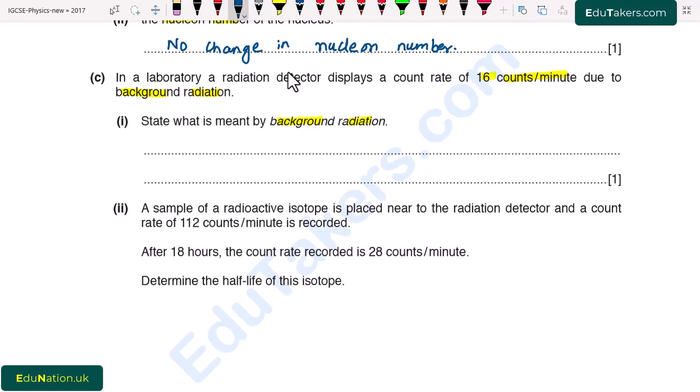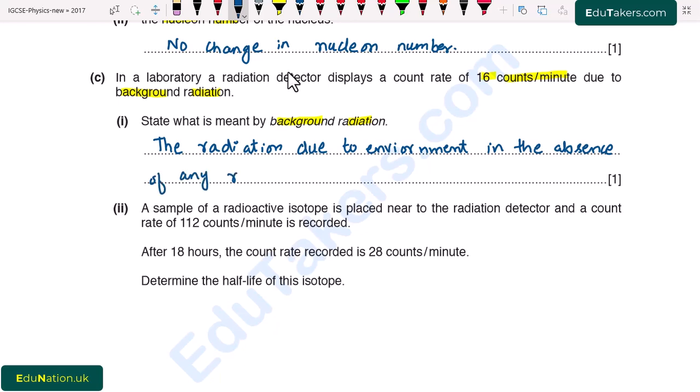So I write here: the radiation due to environment in the absence of any radioactive sample is called background radiation.